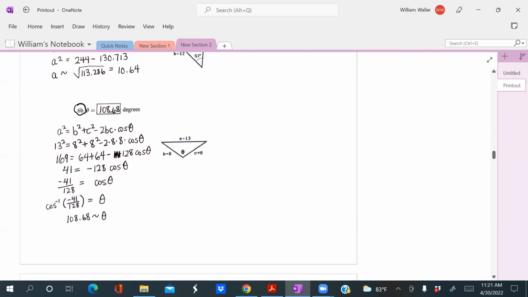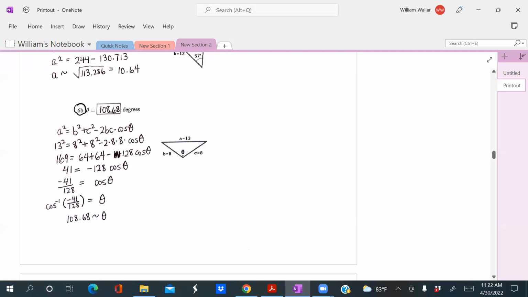One is 8. Second one is 8. This one up here up top is 13. And we want to find the size of this angle. So very similar to the problem that we solved earlier involving finding the size of an angle, but this is not a right triangle. But we can still now find the size of this angle using what's known as the law of cosines. So there's the law of cosines applied for this particular situation.